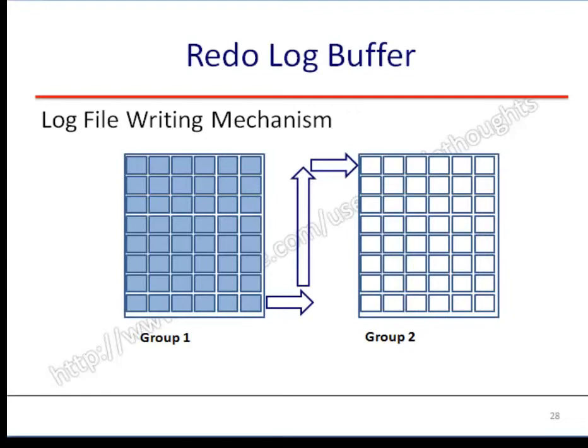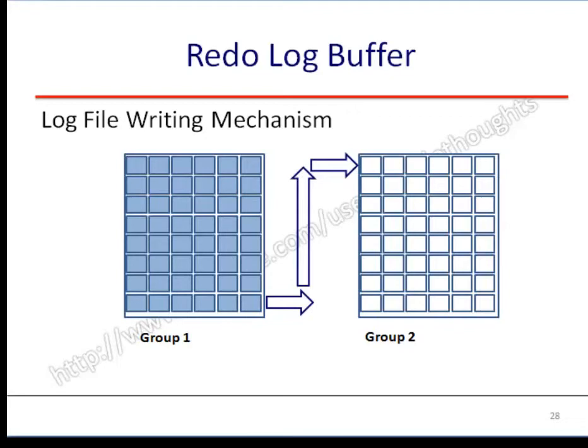Now, when it comes to the Oracle database, there will always be two groups at a minimum. So you cannot create a database with one log group. Now, every group can have multiple members, and each member is a mirror of the other member within the group. So when Oracle uses log writer, the log writer starts writing to one of the groups. So please understand that at any point of time, only one group is active.